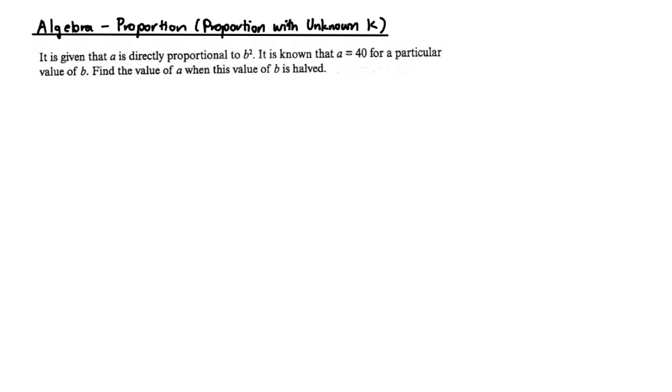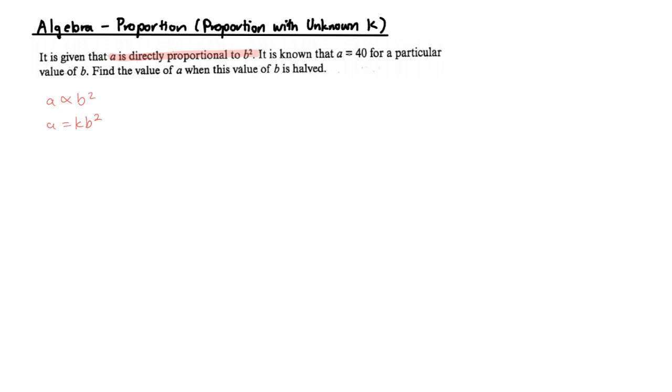Now this one will be more common in terms of the unknown k kind of questions. Okay, and let's approach this together. It is given that a is directly proportional to b squared. So form the relationship: a equals kb squared. Now, next part, it is known that a equals 40 for a particular value of b. What that value of b is, we don't know.